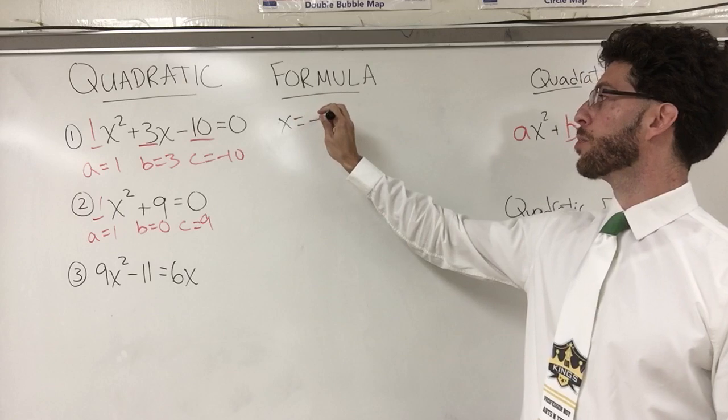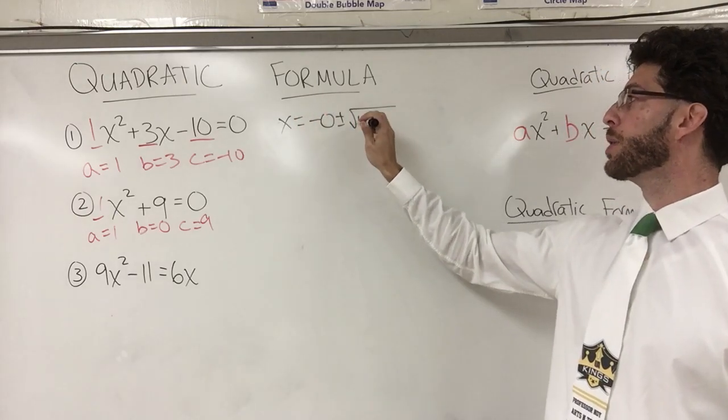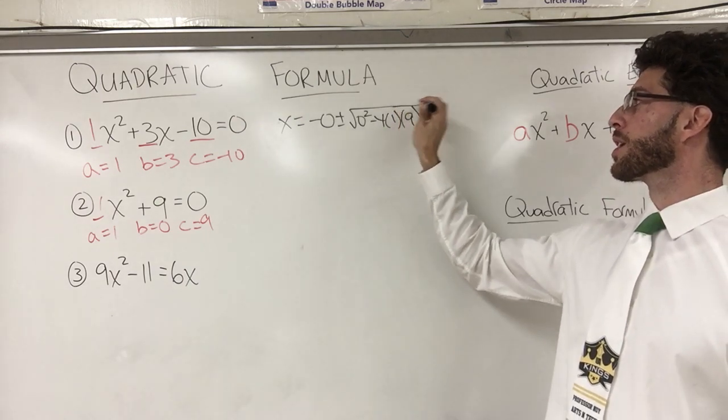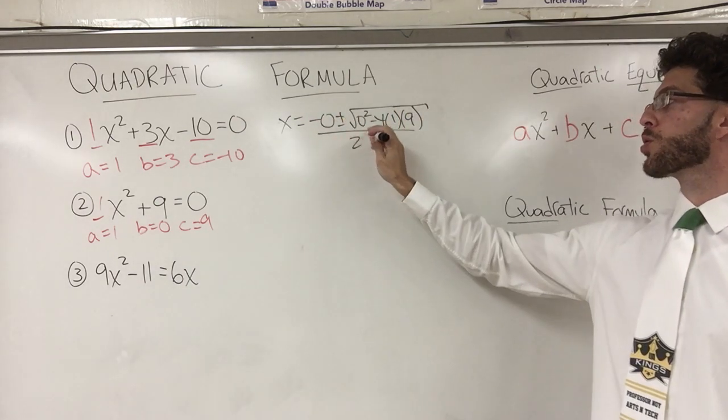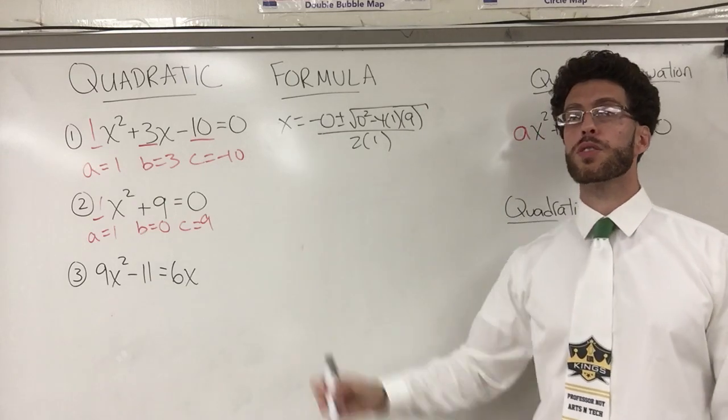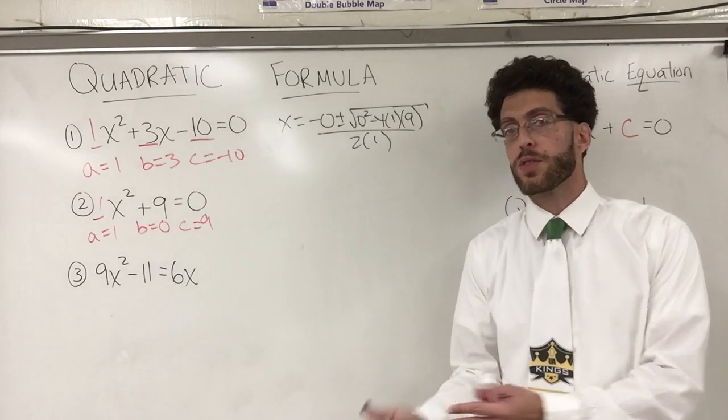X equals negative b plus or minus the square root of b squared minus 4ac, all over 2a. Okay, when you get better at this or quicker at this, obviously you don't need to put the 0. There's no difference between positive 0 and negative 0.